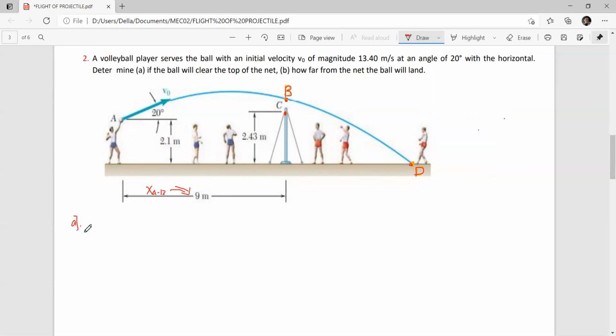We'll determine first the initial velocity along the x-axis, and that is 13.40 cosine 20 degrees, and that is 12.60 meter per second. And along the y-axis, 13.40 sine 20 degrees. This equals 4.60 meter per second.